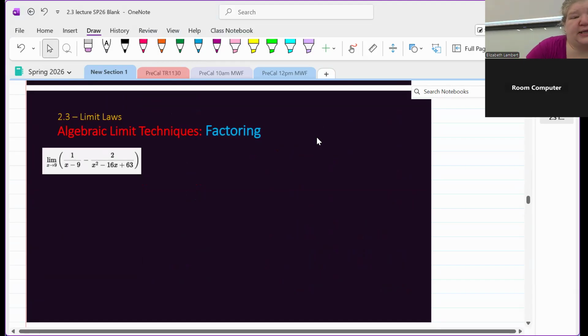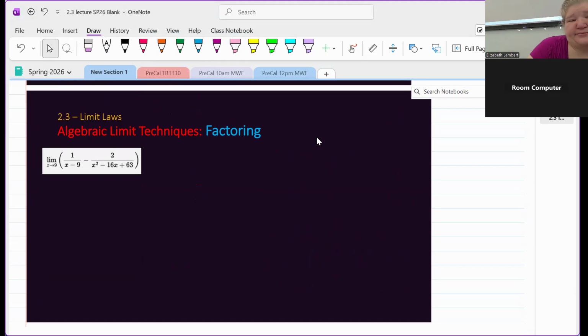Then we get some stuff like this. So if I plug in a 9 on the front fraction, 9 minus 9 is 0. 1 divided by 0. Oh, crap. So instead, we're going to have to do some algebra here, because if I plug in a 9 on the other side, I'm going to get the same thing, 2 divided by 0.